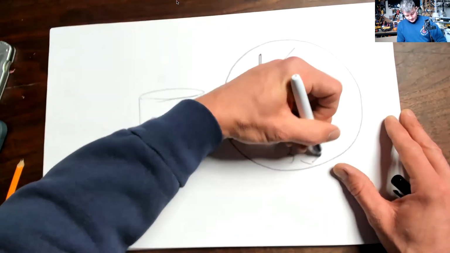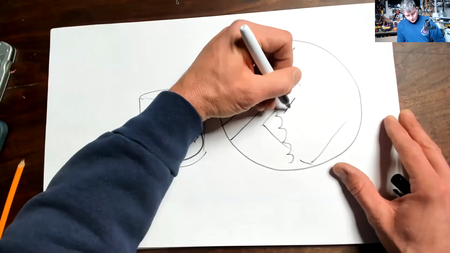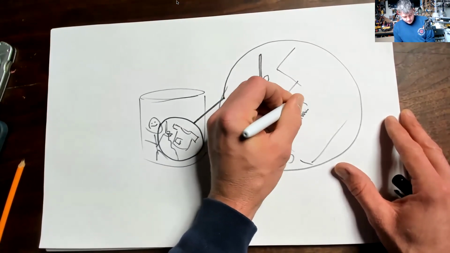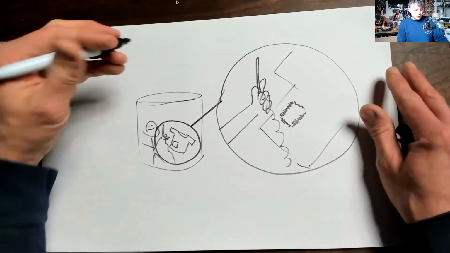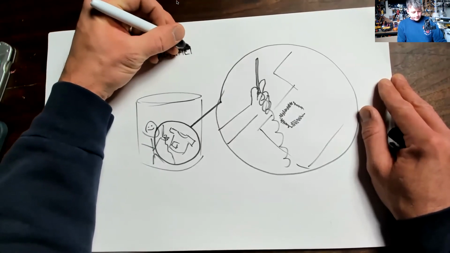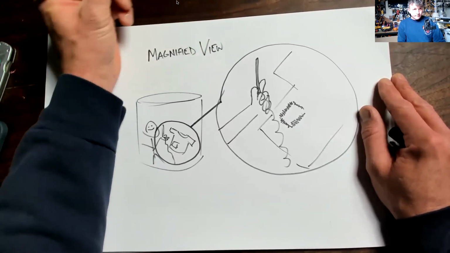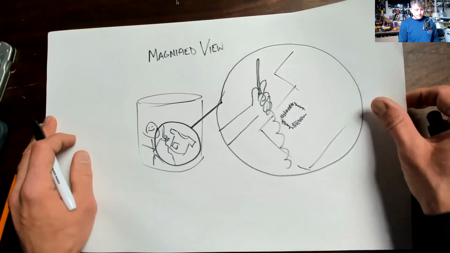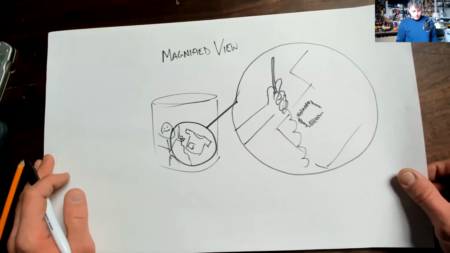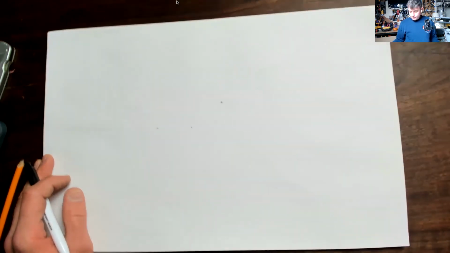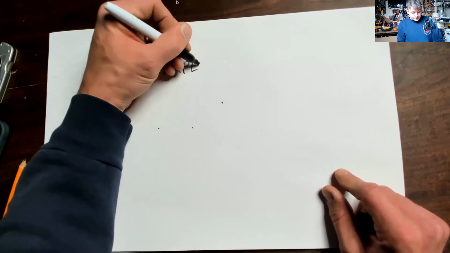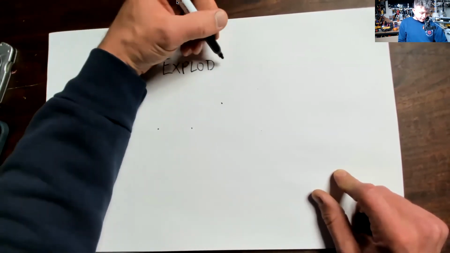Now we could actually make out that this was a patch on the shirt. I could see that I was stitching it up. So I'd call this a magnified view. An exploded view is something you probably would see in a lot of furniture assemblies.